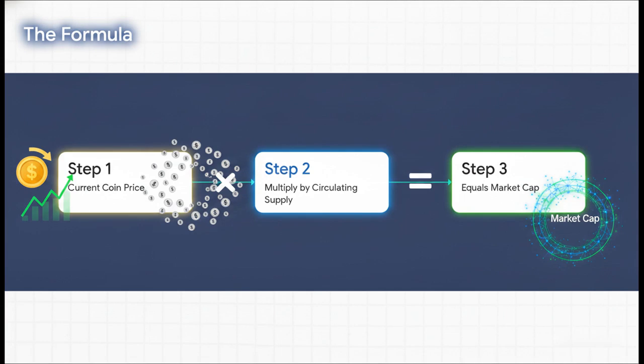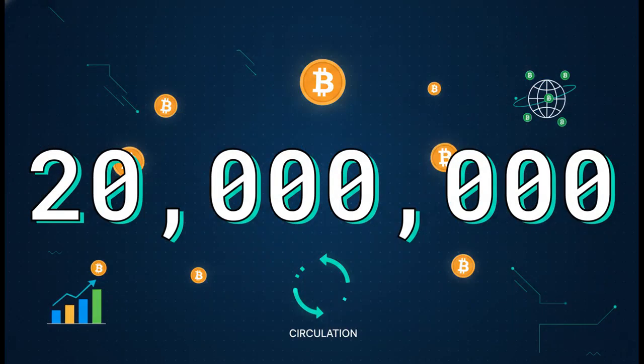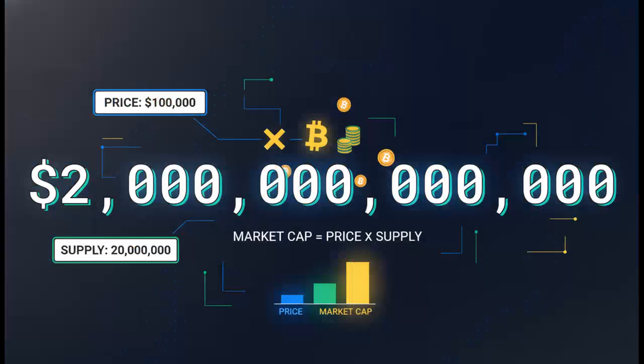Let's actually walk through how this builds using a hypothetical real-world example. Let's imagine we're looking at Bitcoin. And just for the sake of easy math, let's say the current price of one single Bitcoin is sitting at exactly $100,000, right? A nice, round, very impressive number. But as we just learned, that is only half the story. We need that second piece of the puzzle, the circulating supply. So let's assume there are exactly 20 million Bitcoins currently in circulation. When we multiply that $100,000 price by the 20 million circulating supply, we get a massive result. A $2 trillion market cap.